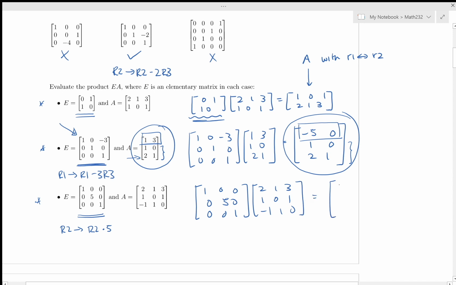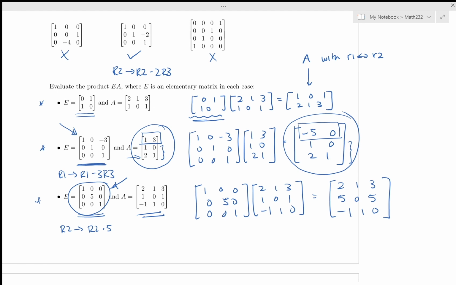I perform the multiplication. 2, 1, 3. Row 1 does not change. Row 2 becomes 5, 0, 5, 5 times row 2. And row 3 does not change. So multiplying this A by this matrix E performed that row operation for me.